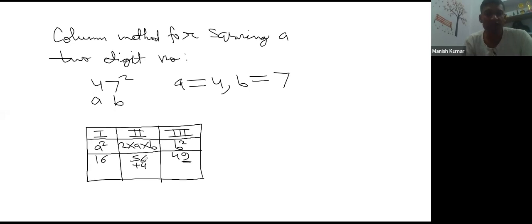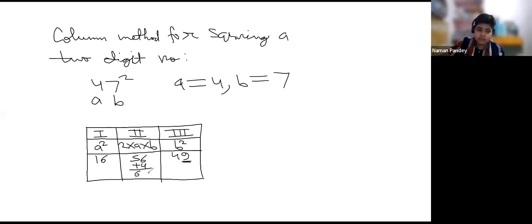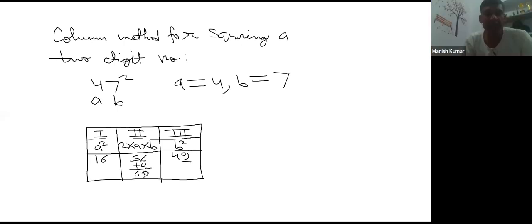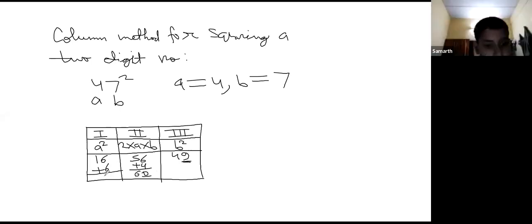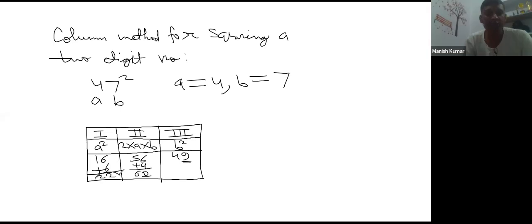Now 56 plus 4 is how much? So 60. Now again this 0 is to be underlined, and this 6 is to be brought on the left side. That is plus 6. Now 16 plus 6 is how much? 22. So here we have got 22.